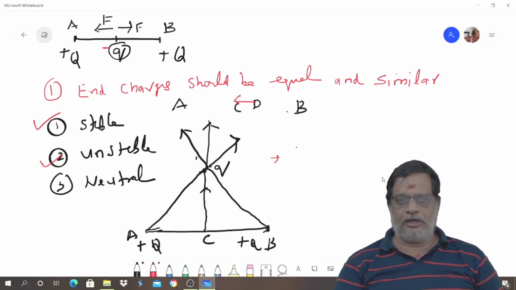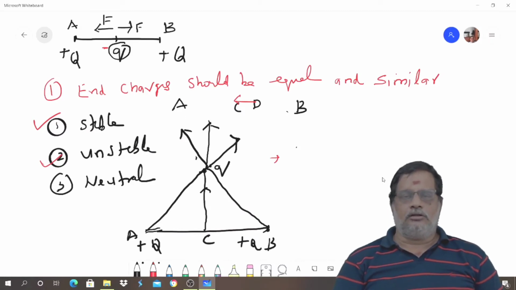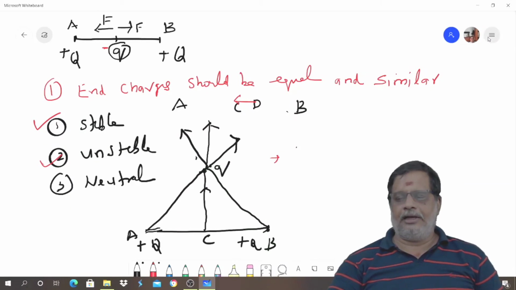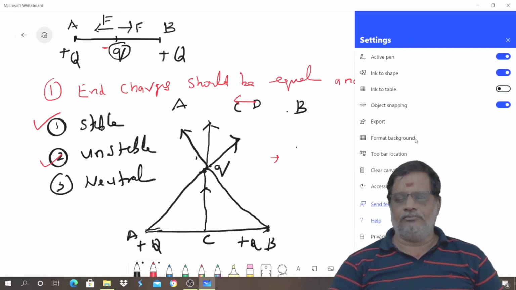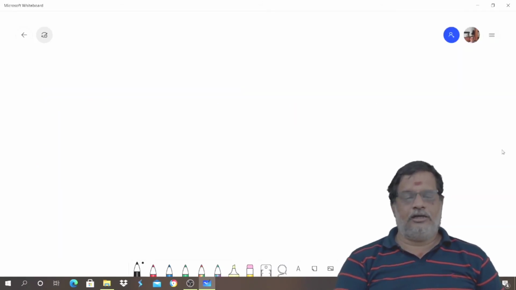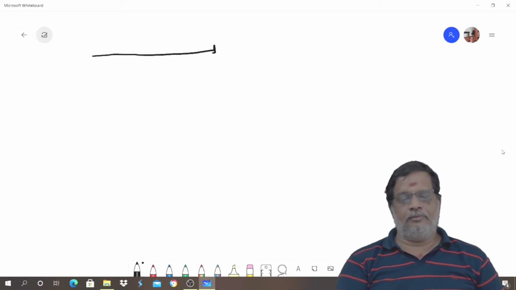Previously we have seen that for displacements parallel to the line joining the two charges, the middle charge was in stable equilibrium. Now we find that for displacements perpendicular to the line joining the two charges, the middle charge is in unstable equilibrium. Now let us see what happens in the case of a negative charge placed at the midpoint. Let us place a negative charge at the midpoint and see what happens.